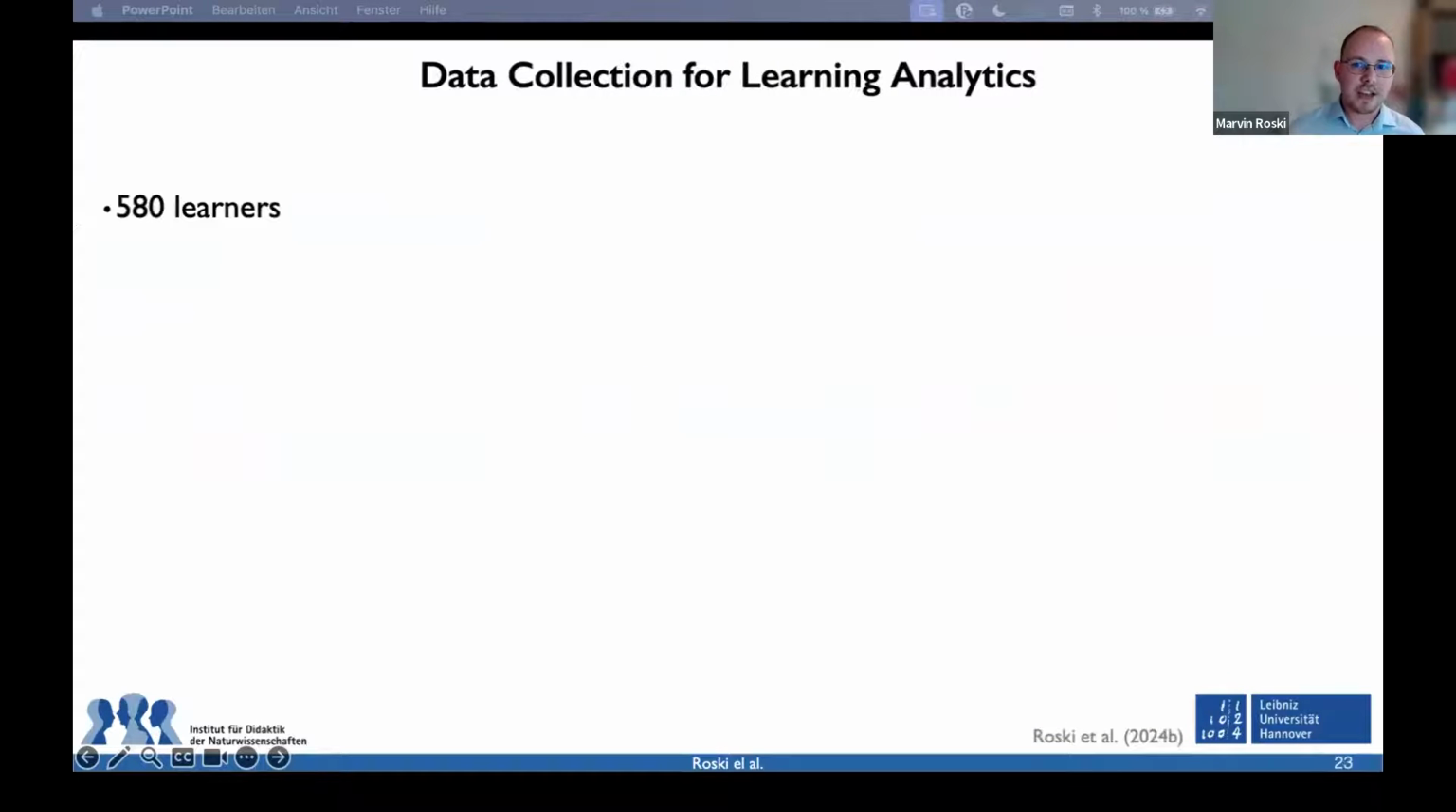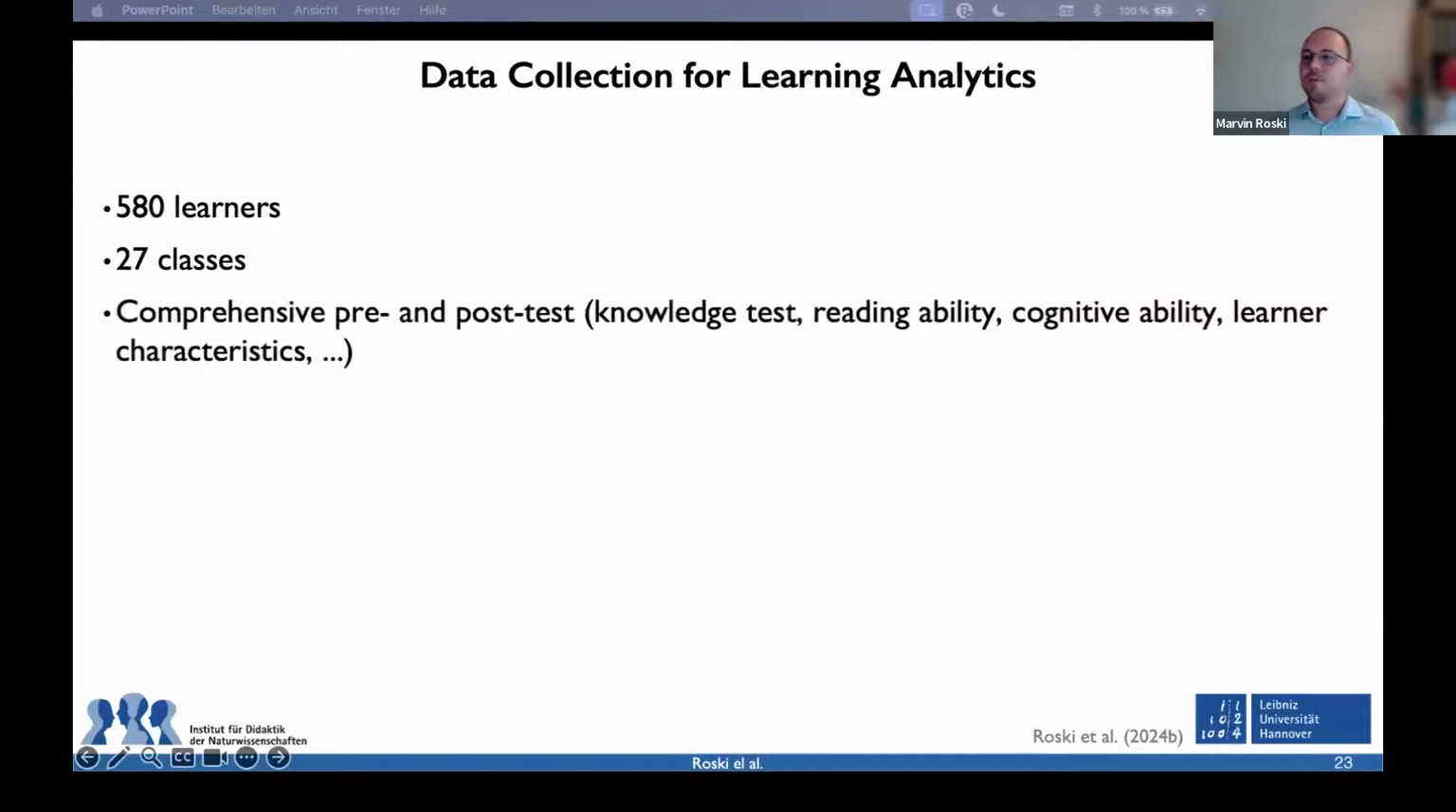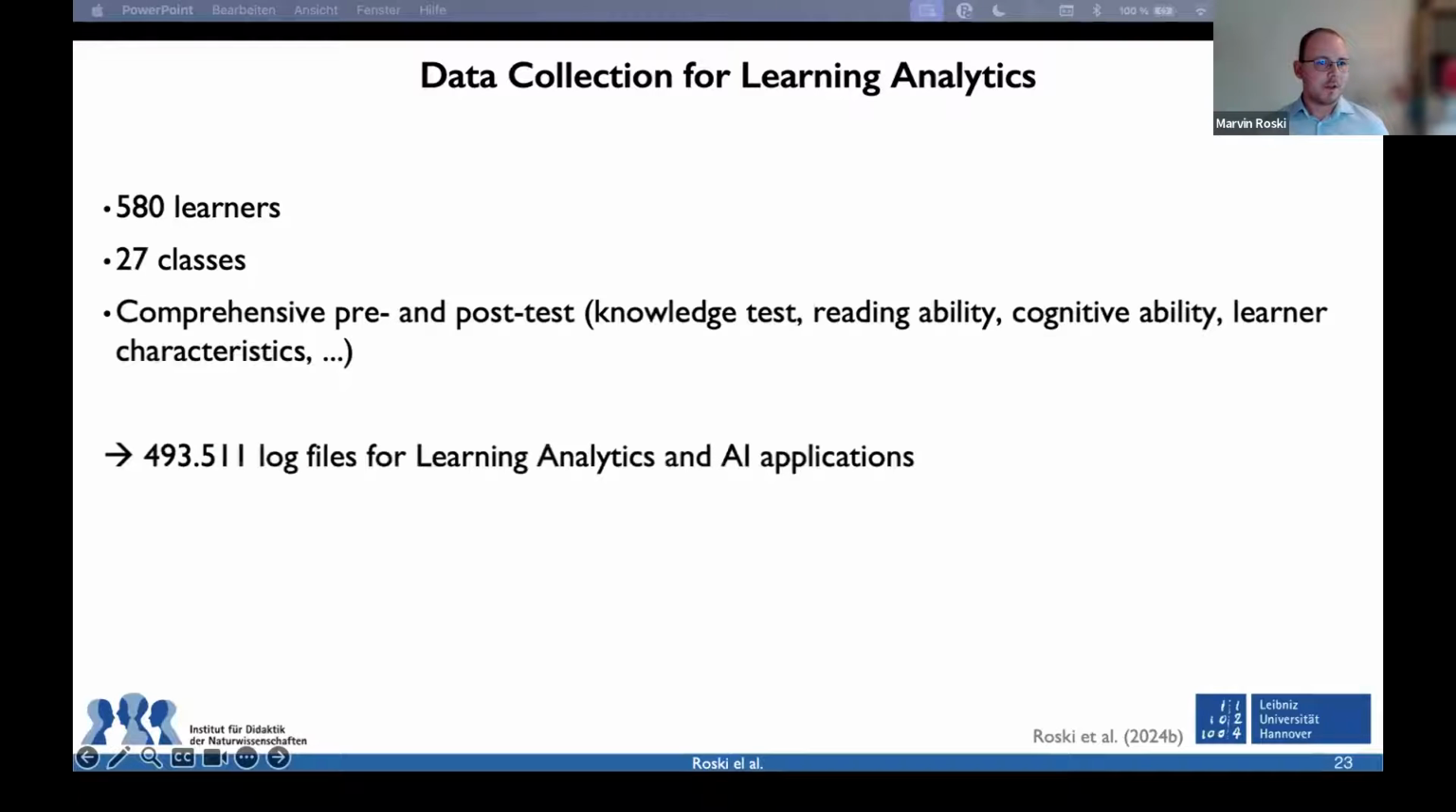We have 580 learners who worked with i3 Learn in total. There are 27 classes, and we have an extensive pre and post test, which in addition to the subject knowledge tests, also measure things like reading ability, cognitive ability, and a lot more. In total, we have collected a database of almost 500,000 log files.